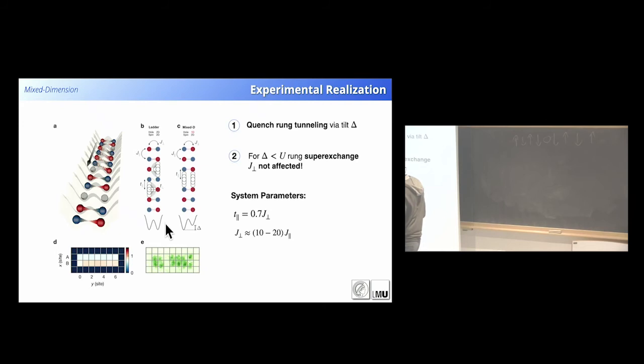That prohibits tunneling, so tunneling will be off-resonant. So if this delta is larger than T, then you can't hop anymore because tunneling is off-resonant. But super exchange is not affected by this delta. So the super exchange coupling is almost as large as before, basically, if you tilt like that. So if you're in a configuration where you tilt smaller than U but larger than T, then you are in a configuration where you can realize this. And then you can indeed see that.